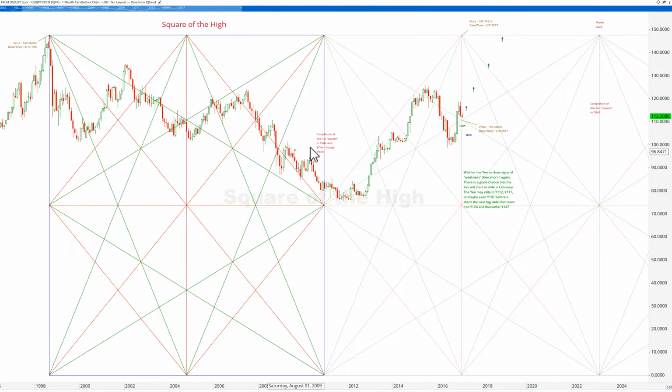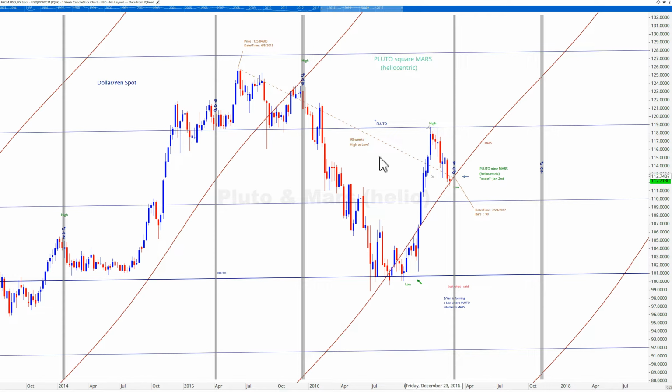You have the completion of the square halfway through the second square in time, and you have these two Gann lines offering support. It sets up a rally for dollar yen. Also 90 weeks from high to low, and Pluto trine Mars. It's happening the third week of February. So it's not just one thing, it's a whole range of things pointing to a turn here.